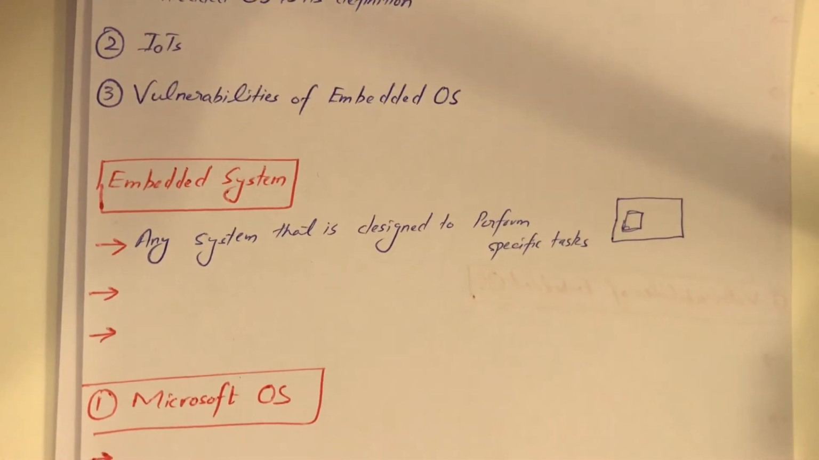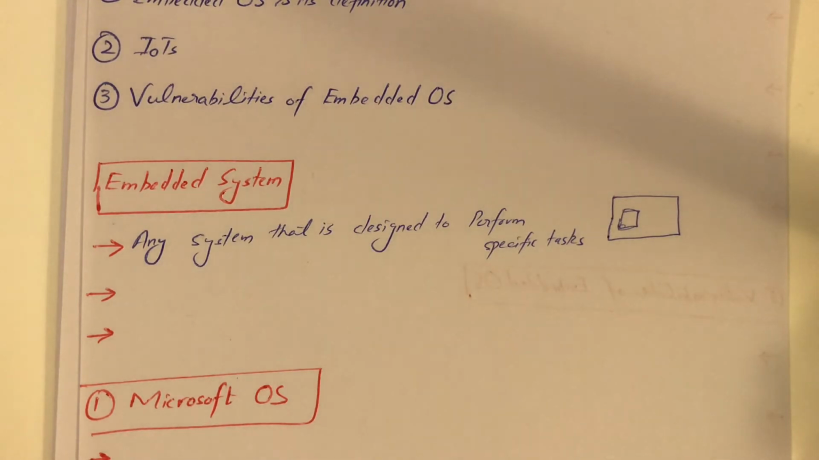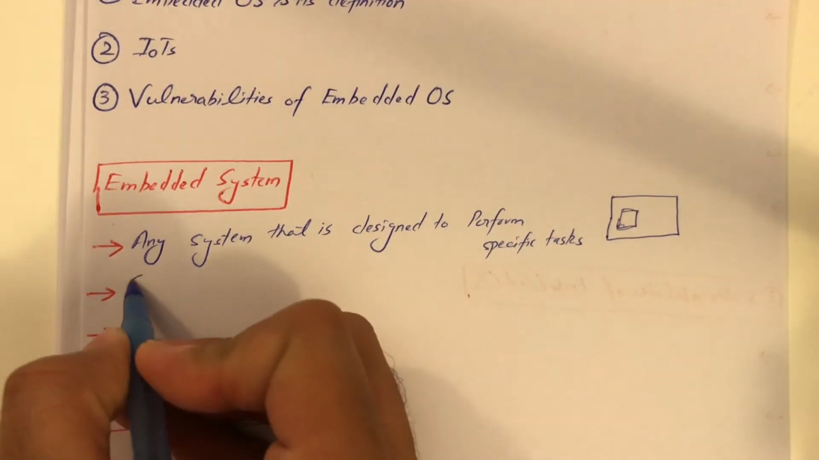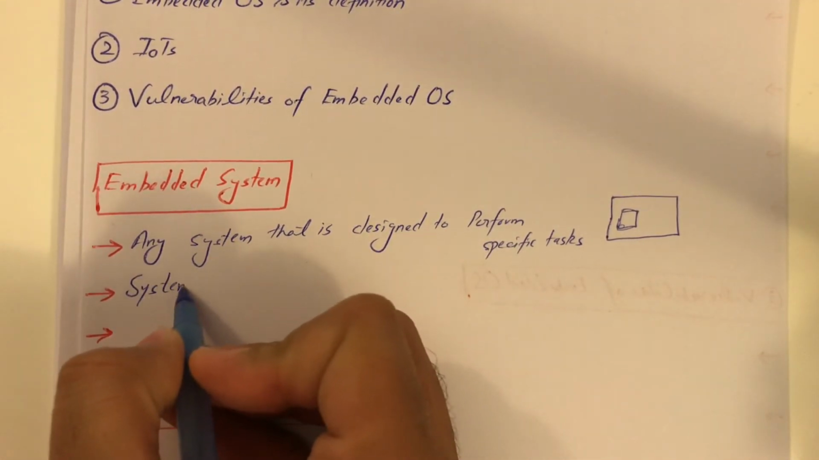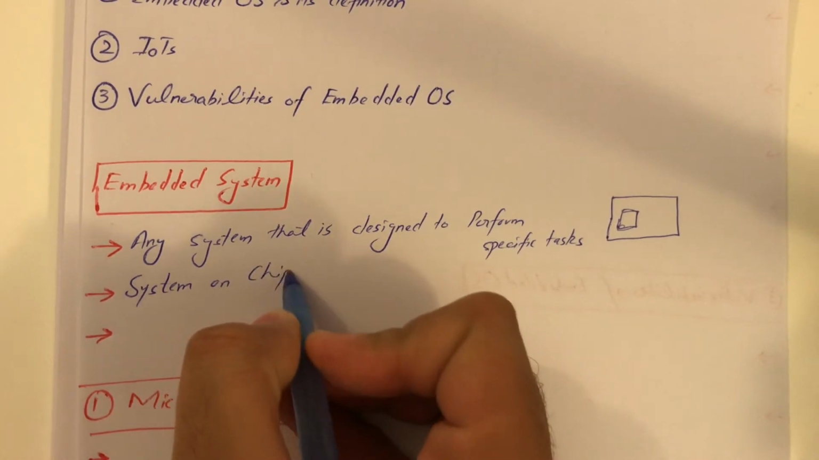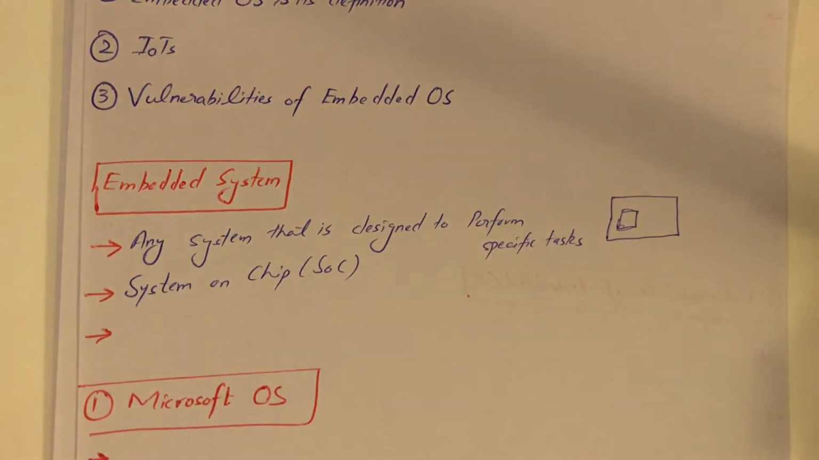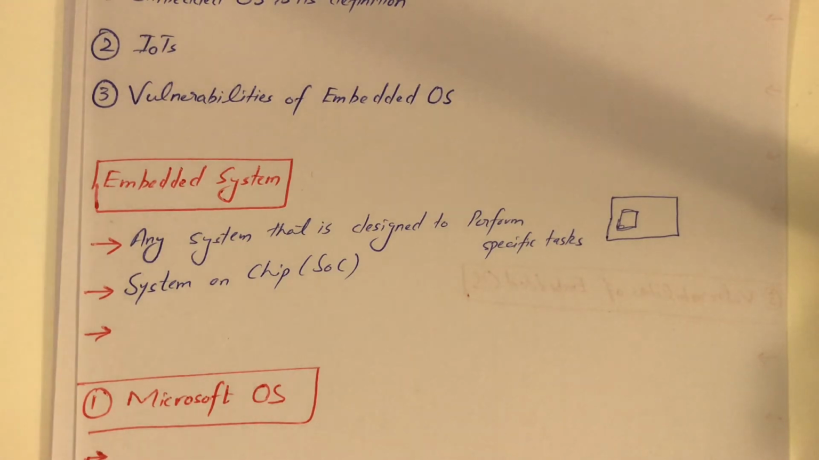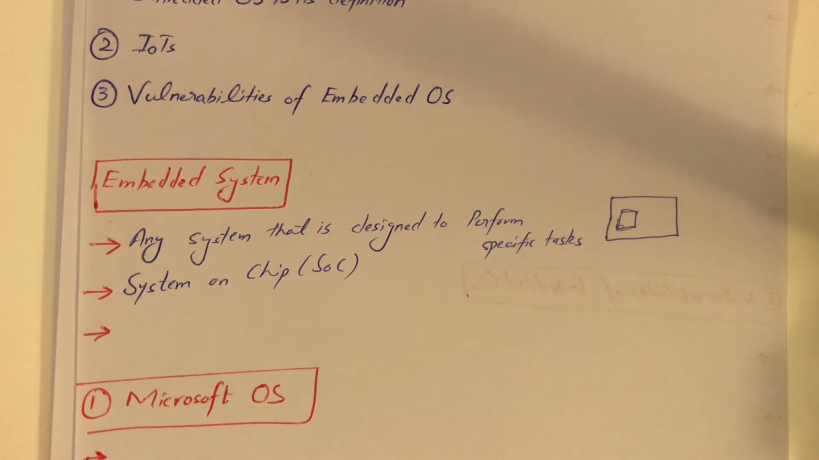First of all, the definition of embedded operating system. Any system which is designed to perform specific tasks, not general purpose tasks, is called an embedded system. Or you can say an embedded system is basically a system on chip, SoC. For example, it could be your car ignition system chip. It could be a microprocessor. Any kind of small chip which is a part of a big computer is called an embedded system.